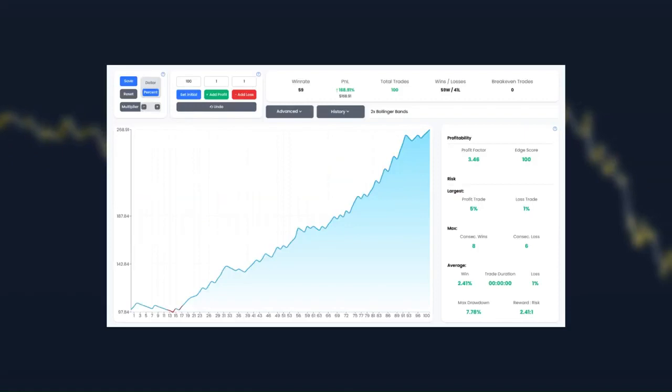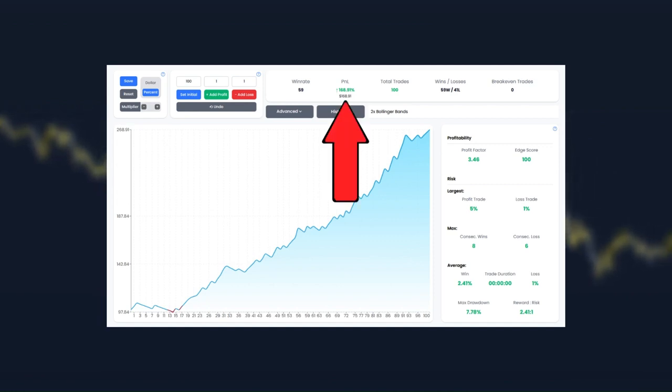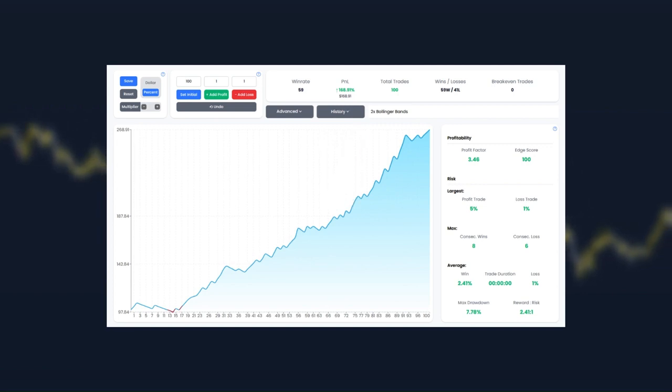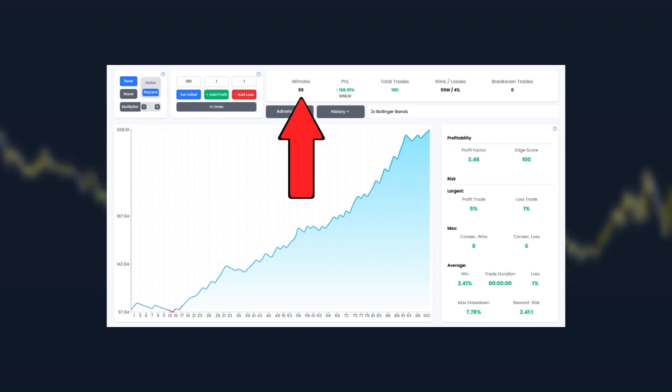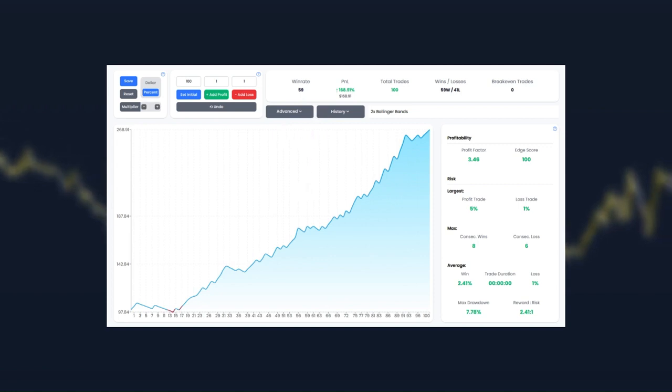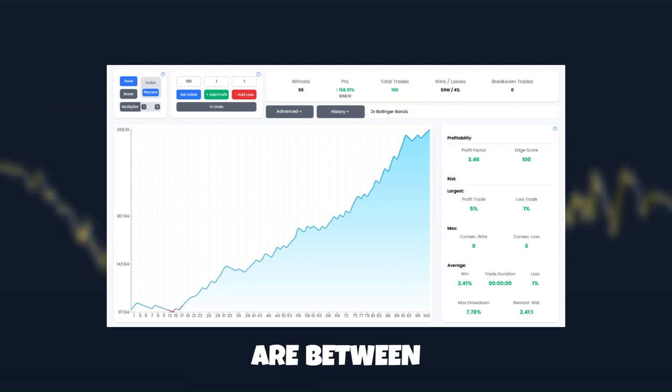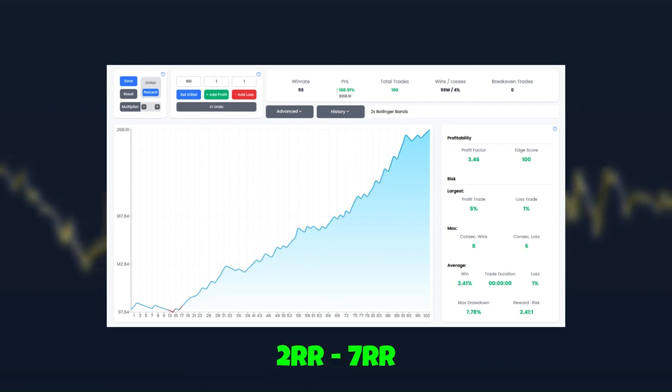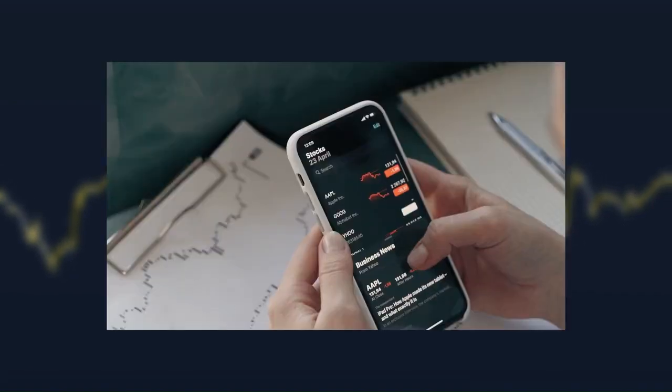Here are the results from taking 100 trades with this super easy double Bollinger Band strategy. And you can see overall we landed 186% on the account, starting with a nice small amount of $100 as it is a beginner strategy, and we landed an almost 60% win rate, 59 wins and 41 losses. Now the win rate is pretty realistic, but a lot of these trades are between 2 and 7 risk to reward ratio.